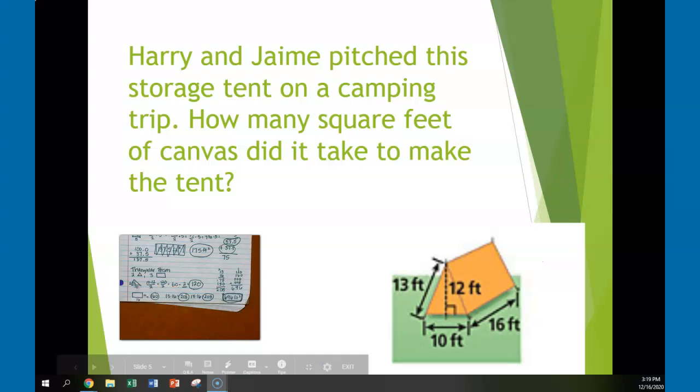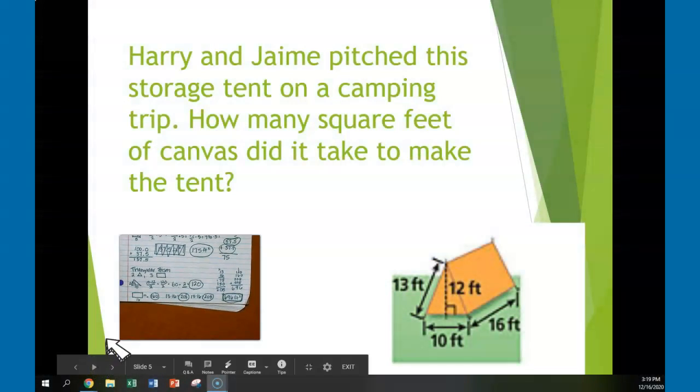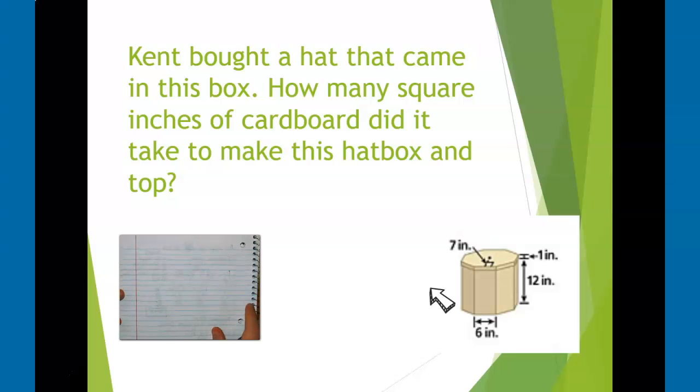Again, if you need to rewind and rewatch, you can, to listen to my explanation. This is going to be our last one, and I'm going to have you pause and go through it as I go through it. I'll tell you when to pause and ask you different questions. So Kent has a hat that came in his box. How many square inches of cardboard did it take to make this hat box and top?